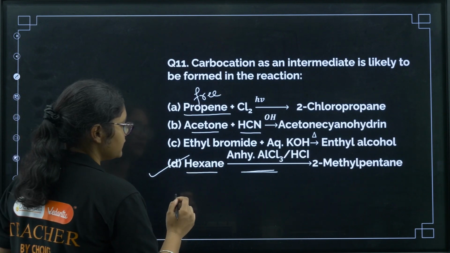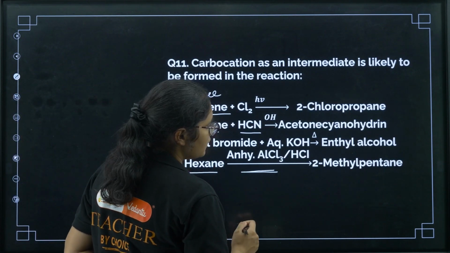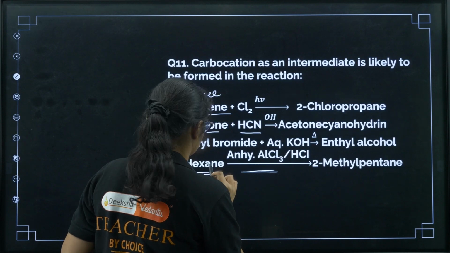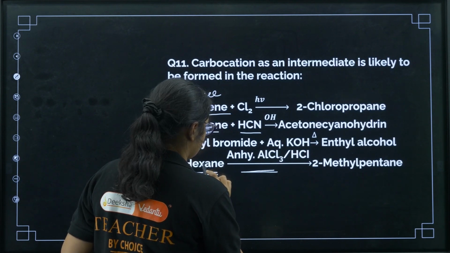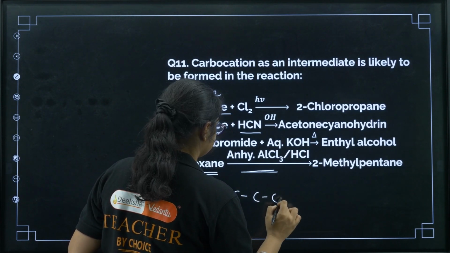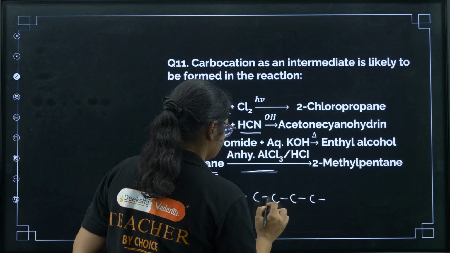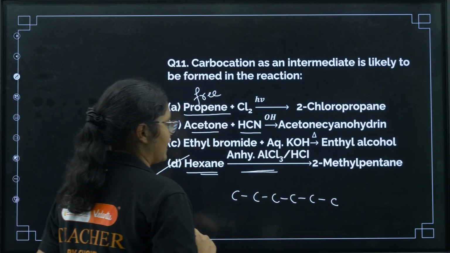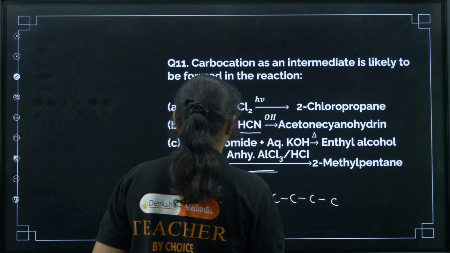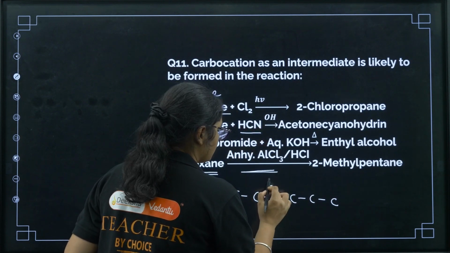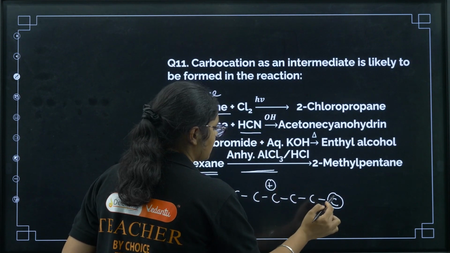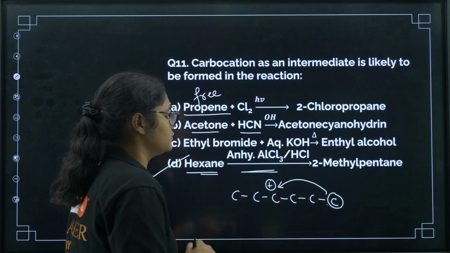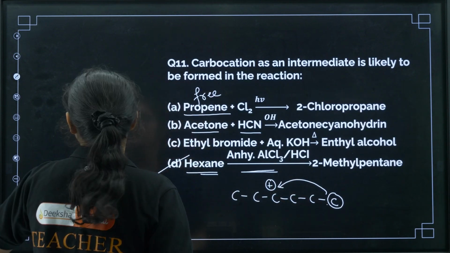Okay, so if you see here, one second, this is hexane, this is hexene. Okay, sorry. So we have this one, 1, 2, 3, 4, 5, 6 with anhydrous AlCl3 and HCl. So this is like this. You get a carbocation here, and one of the carbons shifts from here to here. So that is the mechanism.